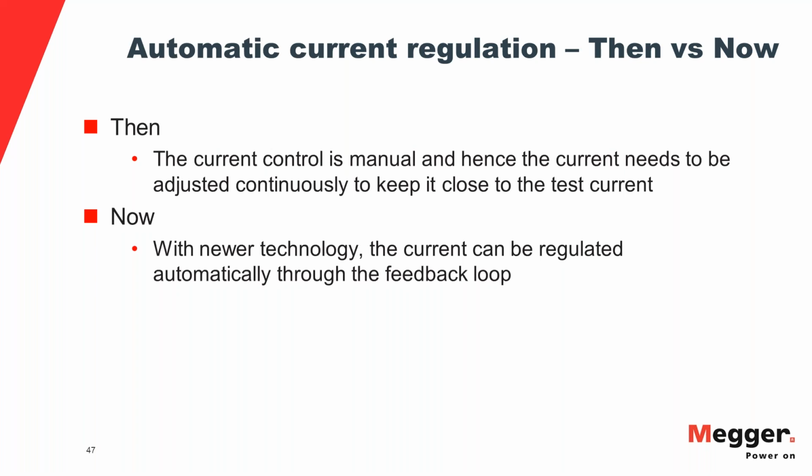So how do the two technologies deal with this problem? If you're using a test set with traditional technology, you would need to continuously adjust the output to keep the current close to the target current. If you're using a test set employing modern technology, the test set will take care of that for you. So there's a feedback loop, as I mentioned in one of the earlier slides, where the instrument knows what current is being put out and it adjusts the output so that the current sticks to the target current.